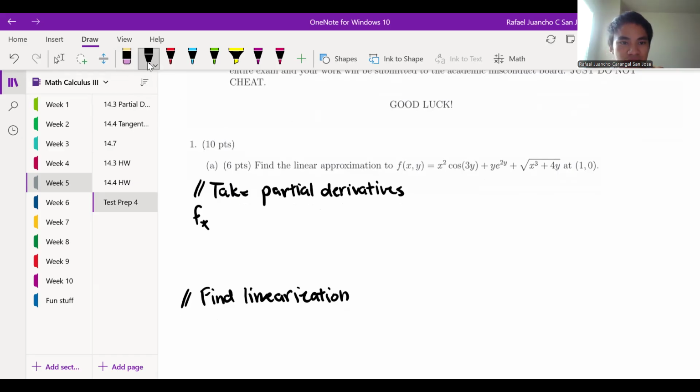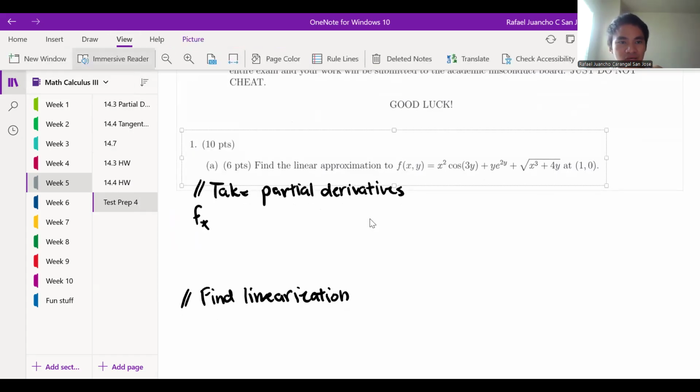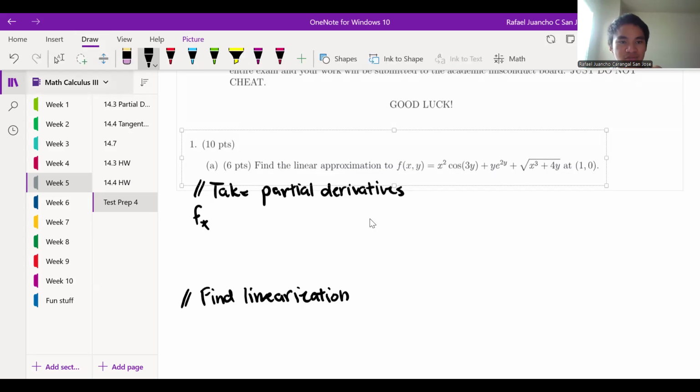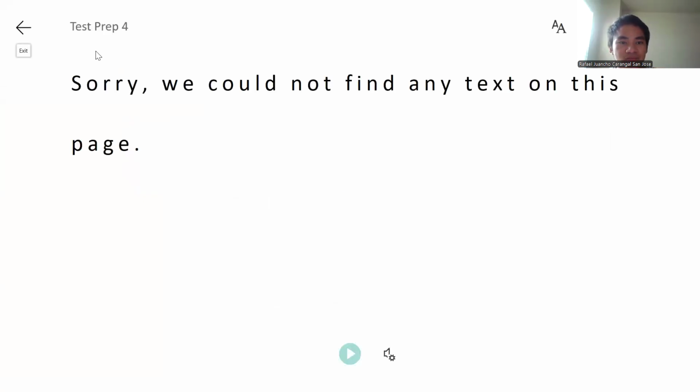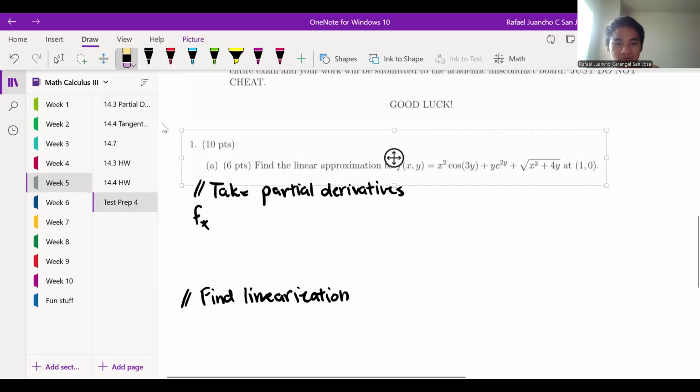Wait, why is this not working? Yeah, for some reason, this is going to make me waste my time. Anyway, okay, now I went somewhere. There we go. Finally. Okay, much better.